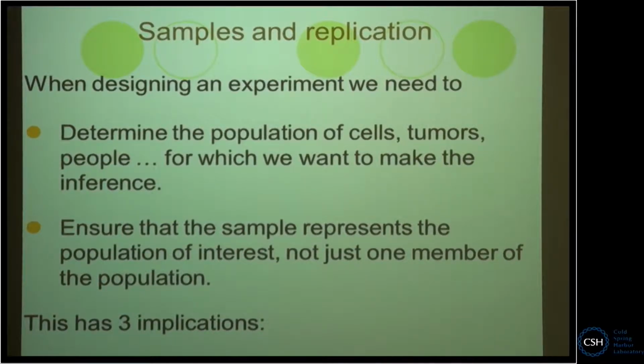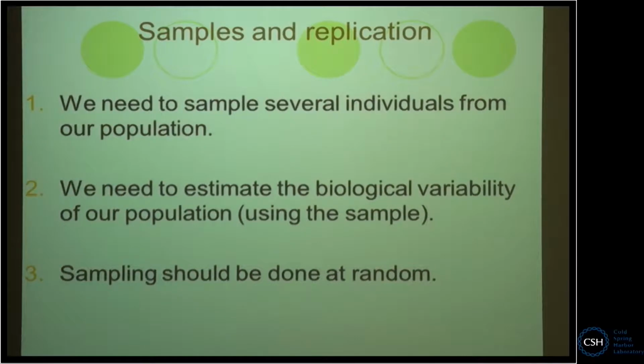Okay, so when you're designing the experiment, you need to decide what you want to make inference about, and then you want to make sure that the sample is representative in some sense, and usually randomization is the way to go. So we need to take a sample of several individuals. The smaller the sample, the more variable, but also the more chance that we're going to introduce biases because we got everybody who was high or things like that. We need to estimate the variability, especially the biological variability, and sampling has to be done at random.